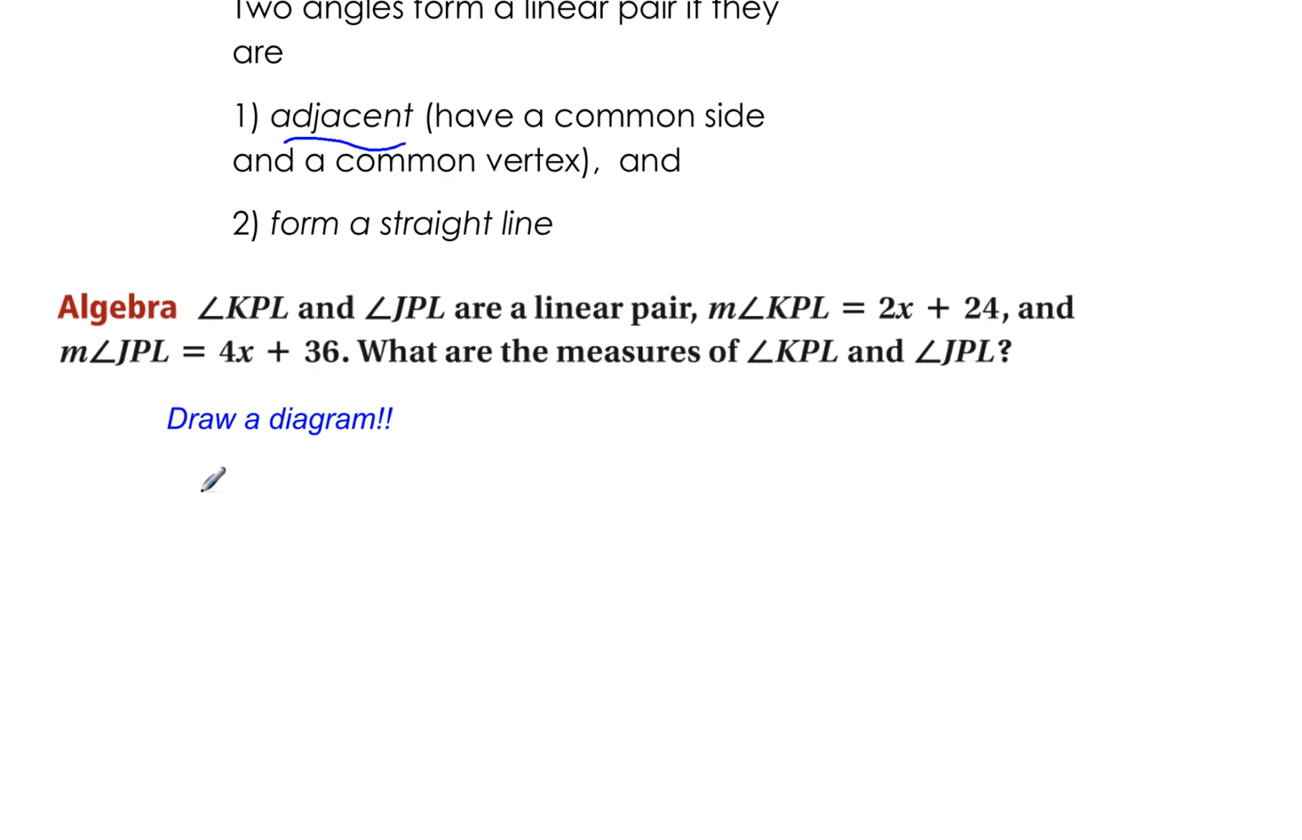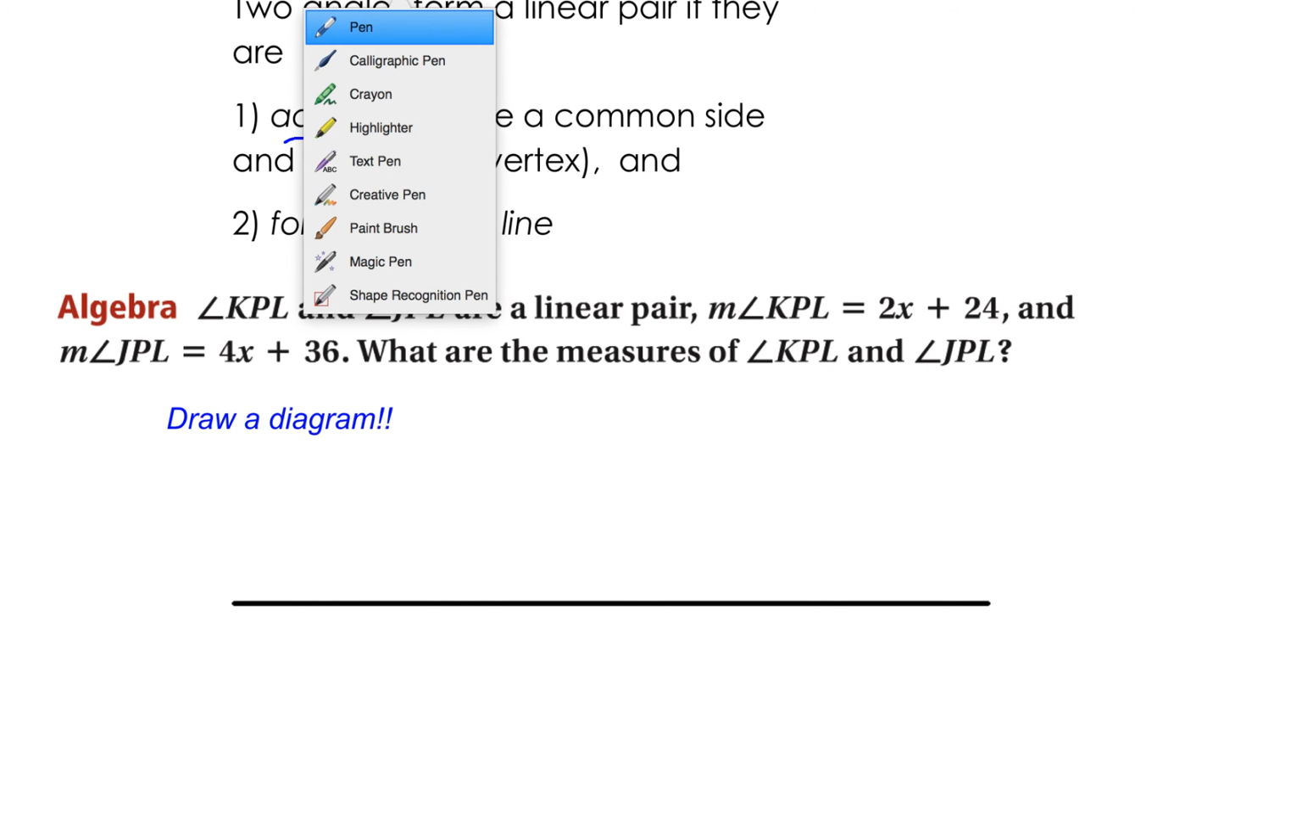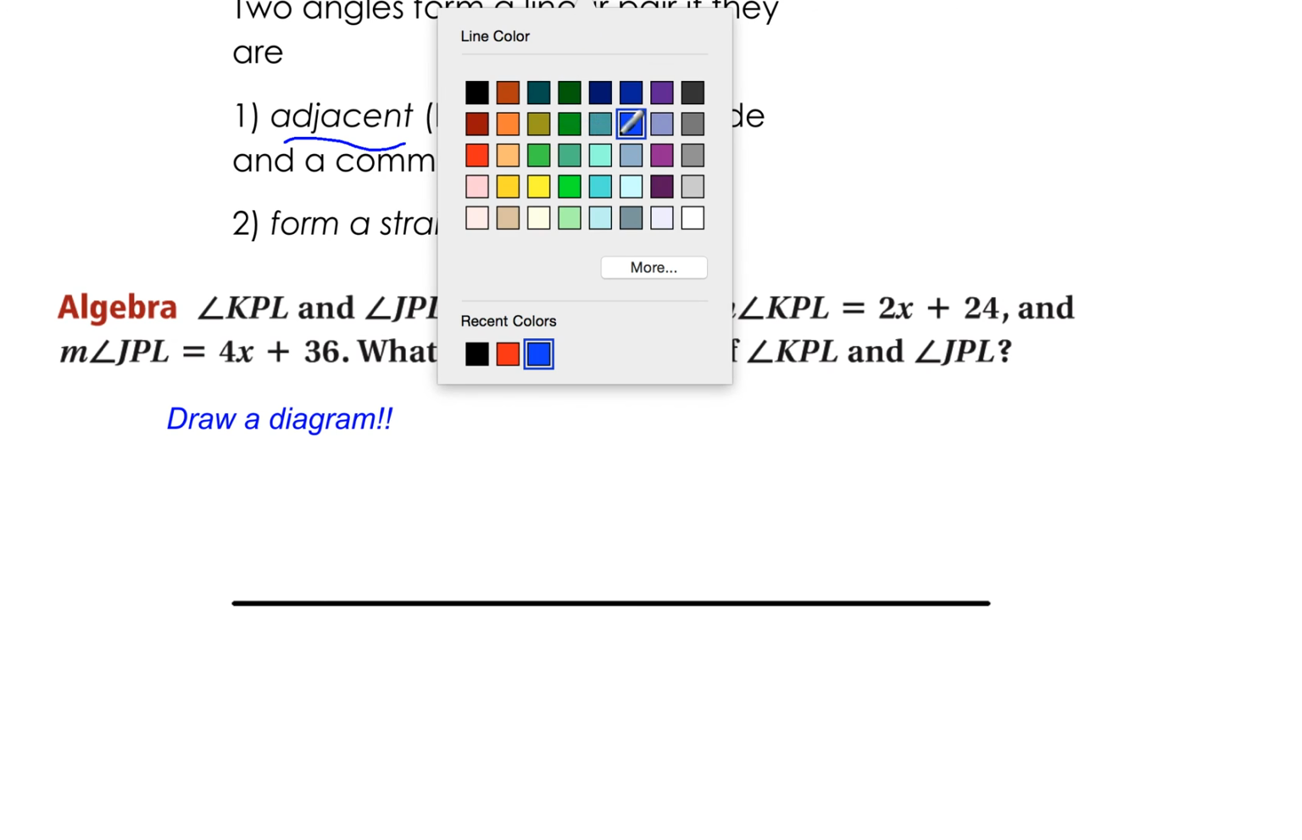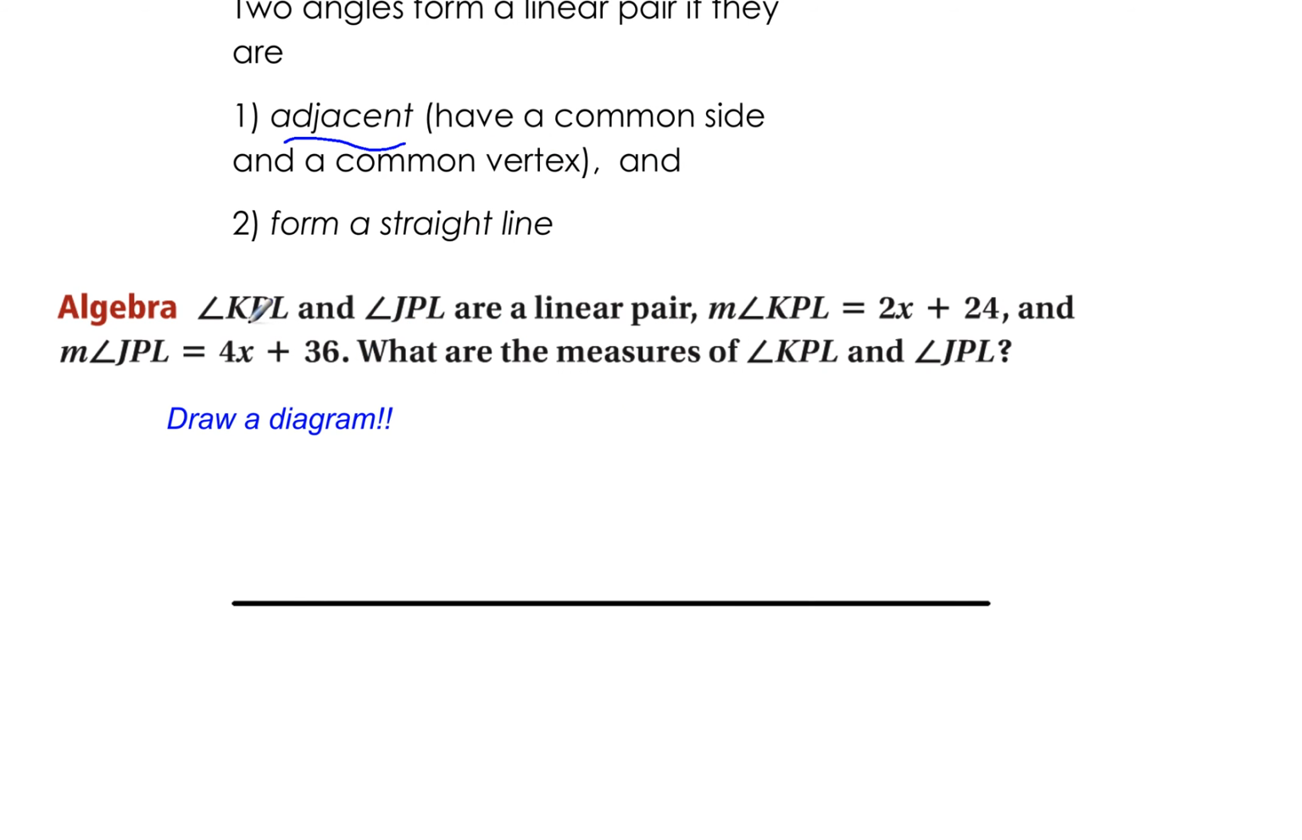Well, if they are a linear pair, that means their sum is equal to 180 degrees. Also, if they're adjacent, I should be able to draw adjacent angles. So first I'm going to draw a straight angle. And the question is, where do I put my letter P? What does P represent? P represents the vertex of KPL and JPL. So P must be in the middle. I'm going to put P right over there.